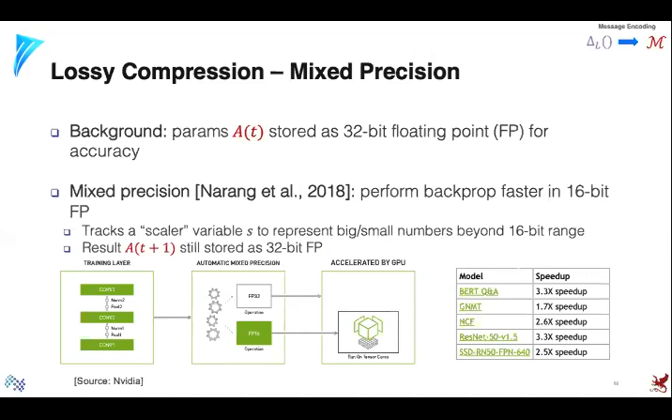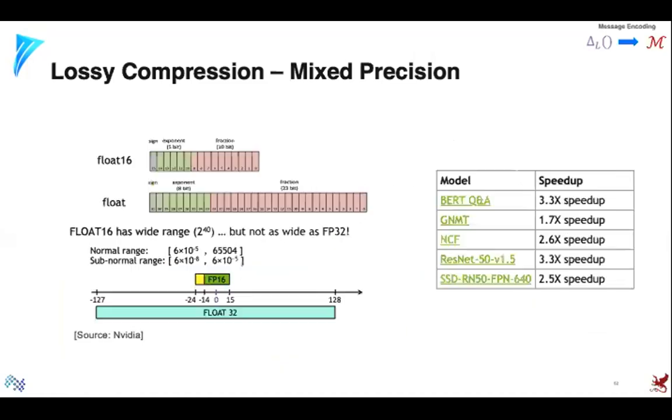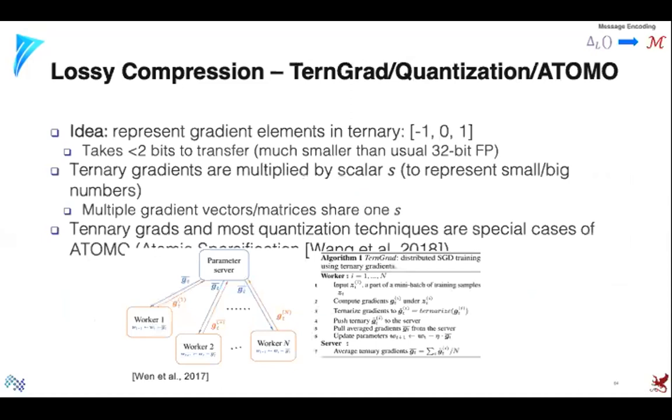Historically, in the mixed precision paper cited over here, the goal wasn't to speed up distributed computation, but merely to speed up local computation on a GPU, because GPUs perform 16-bit computations faster. They never really did this in a distributed setting, so they didn't consider what happens if we store 16-bit, or even smaller, like 8-bit, 2-bit, or 1-bit messages across the network. That brings us to the next idea, which is quantization, taking the idea behind mixed precision to its logical extreme.